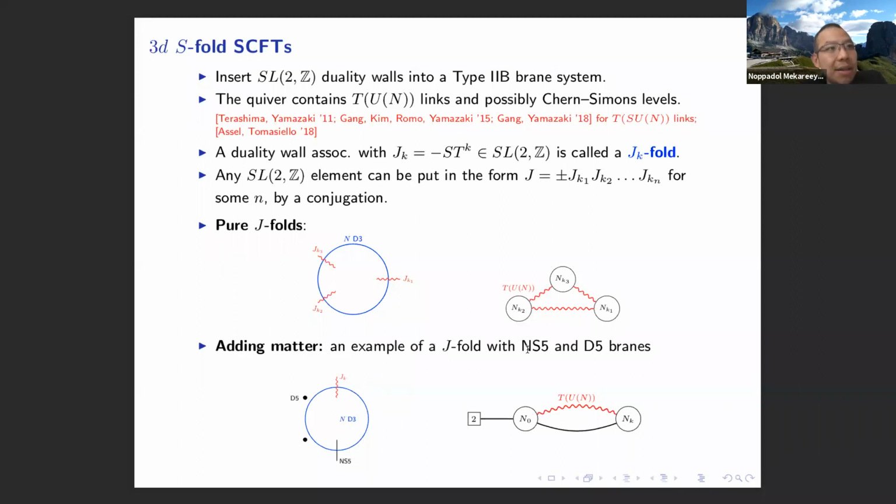Also, you can add matter to this type of theory. For example, you can add an NS5 brane or D5 brane. If you put one wall, this would give rise to U(N) times U(N), right? With the level shifted by k on one side. And if you put D5 branes, 2 D5 will introduce 2 flavors of fundamental hypermultiplet to this U(N), and NS5 will introduce a bifundamental hypermultiplet. So this is the type of theory. Any question on this construction?